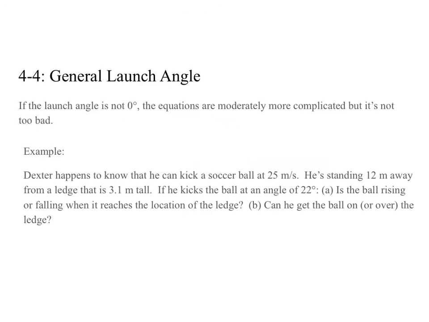All right, if the launch angle is not 0 degrees, the equations are moderately more complicated, but it's not too bad. For instance, Dexter happens to know he can kick a soccer ball at 25 meters per second relative to his foot. He is standing 12 meters away from a ledge that is 3.1 meters tall. If he kicks the ball at an angle of 22 degrees, A, is the ball rising or falling as it reaches the location of the ledge, and B, can he get the ball on or over the ledge?